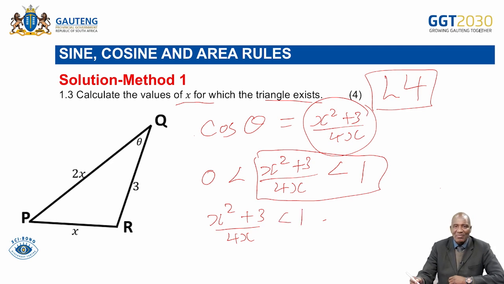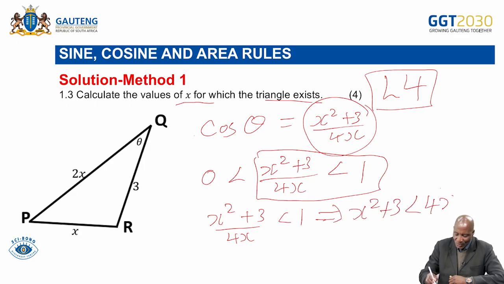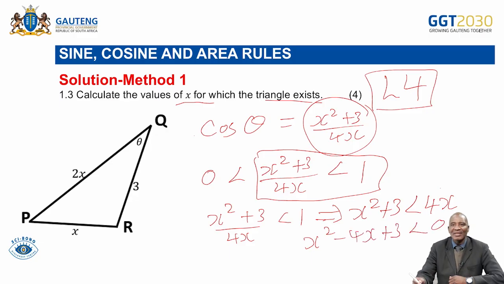Then we cross multiply. This implies x squared plus 3 is less than 4x. When we cross multiply, we'll then form a standard quadratic inequality, which is x squared minus 4x plus 3 is less than 0. This now takes us back to what?